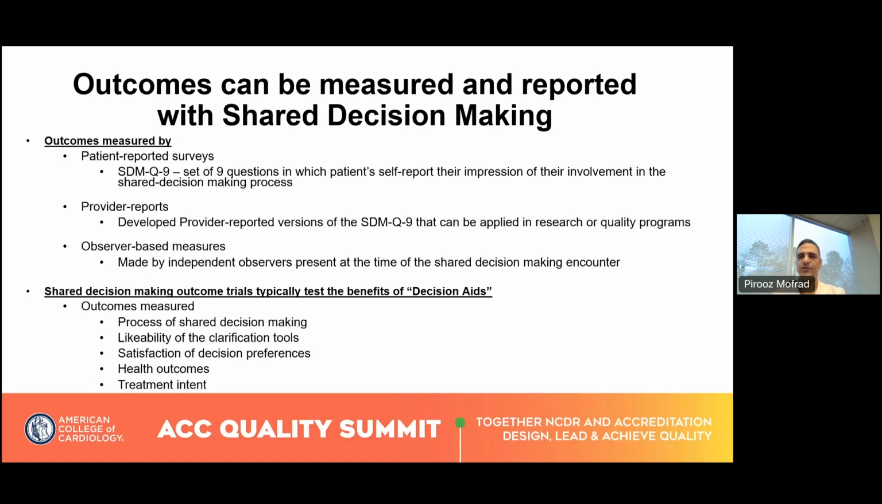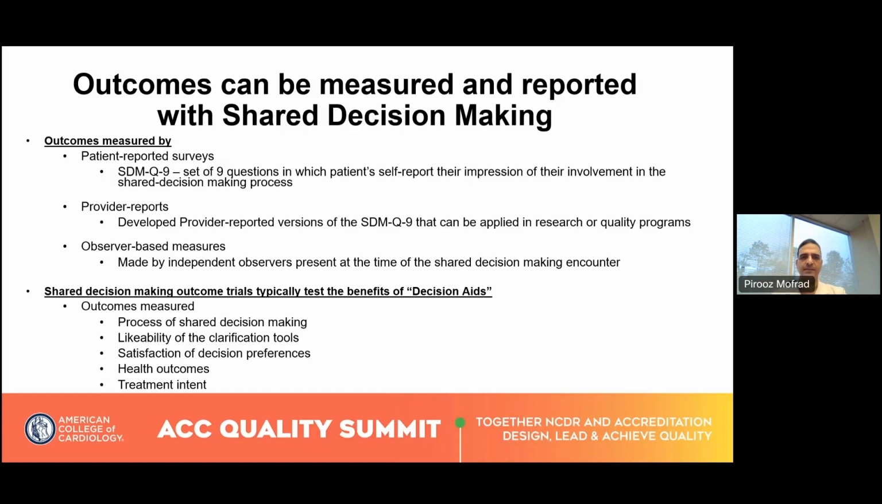Patient satisfaction, and how that can be measured typically by surveys. There are surveys that have been put out, the SDM Q9 survey. It's a patient's self-reported impression of their involvement in the process. And these also have been altered to allow providers to report their self-reported impressions as well. And observers can do the same who watch the discussion at the encounter to decide how the outcome of that process of discussion went.